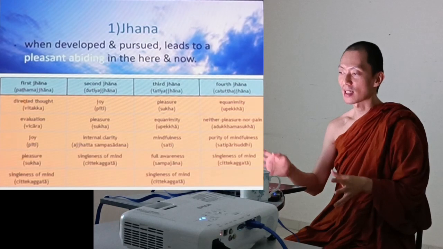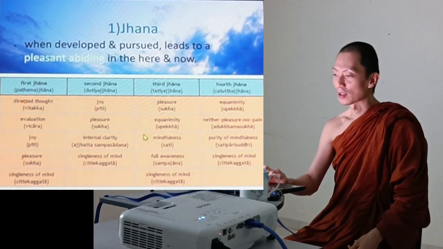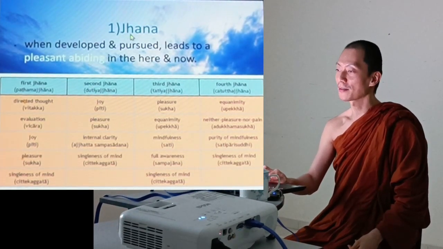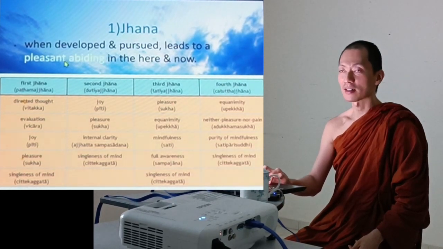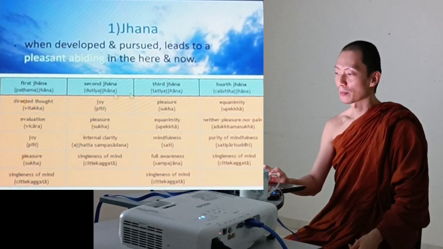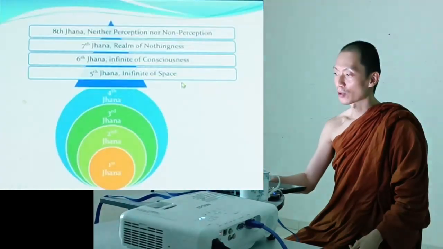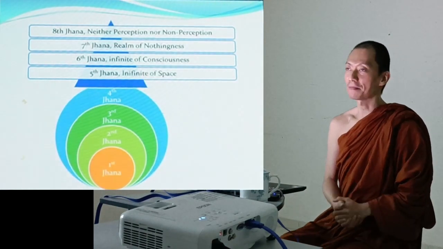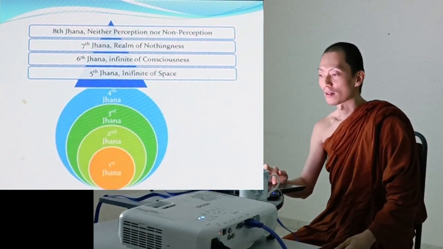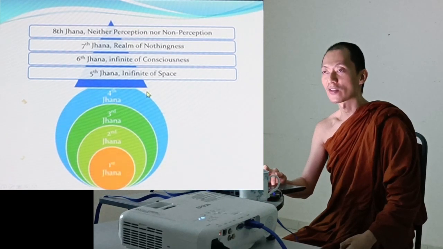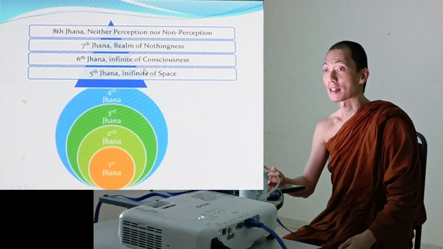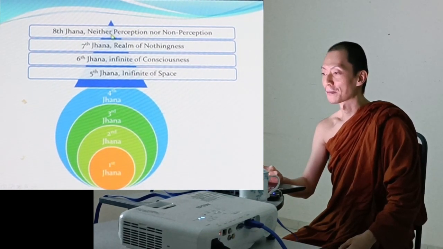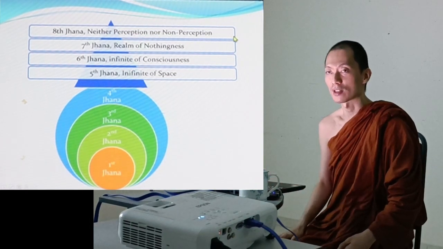Okay, so this is the same tabulated format I've gone through before. So the first kind of concentration is the jhanas, which lead to a pleasant abiding. So these are the jhanas being mentioned earlier. So in total, there are 8 jhanas. Normally the right concentration only gives you 50% of it, these 4 jhanas, but in total there are 8, until this neither perception nor non-perception. So in total there are 8 jhanas.